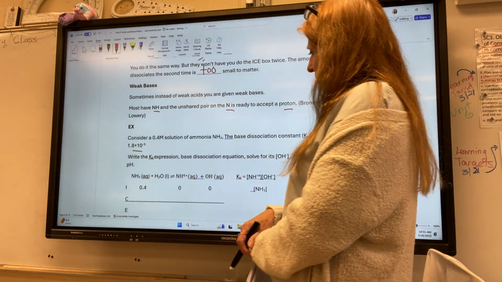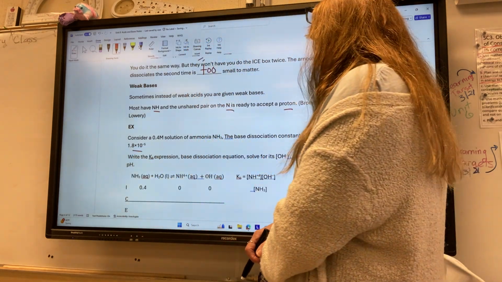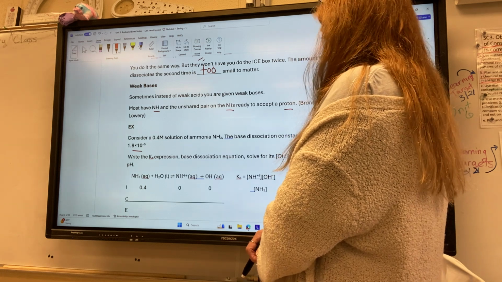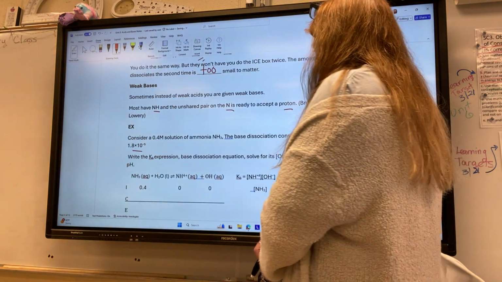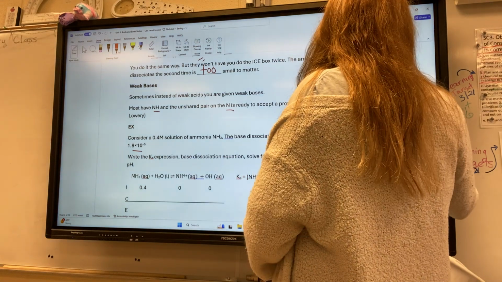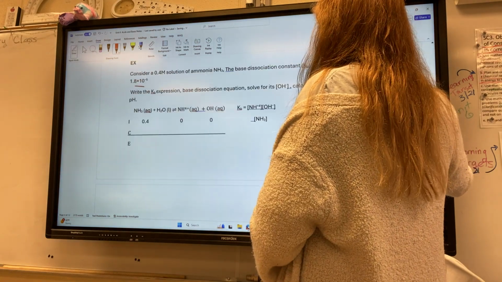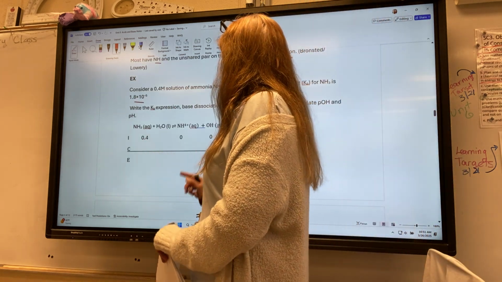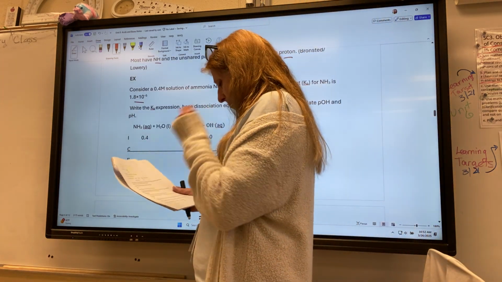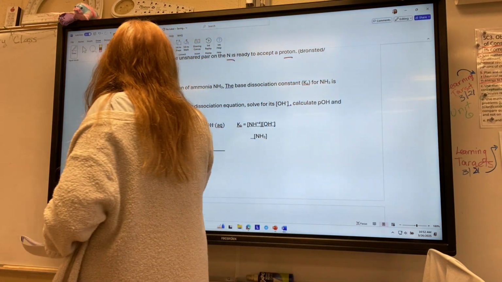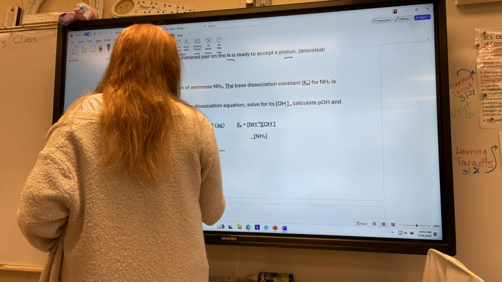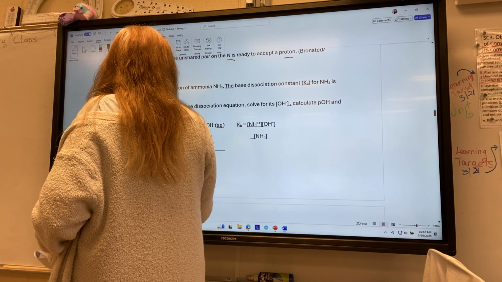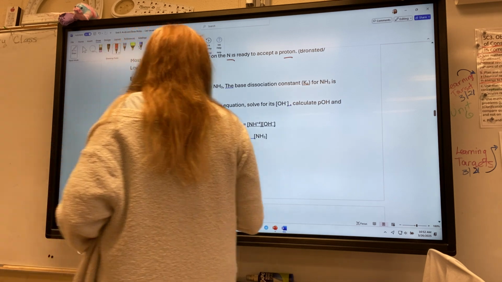Write the Kb expression for the base dissociation equation, solve for the concentration, calculate pOH and pH. We can do both. So same thing, you write your formula, your net ionic equation, you fill in what you're starting with, 0.4. So we're going to do minus x, plus x, plus x. We add them up: 0.4 minus x, x, x.